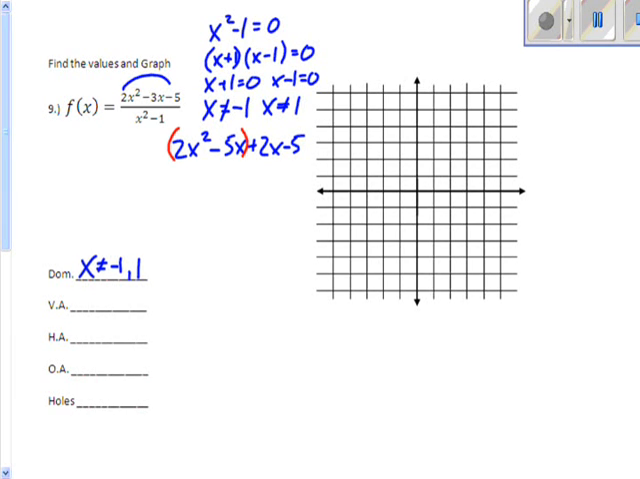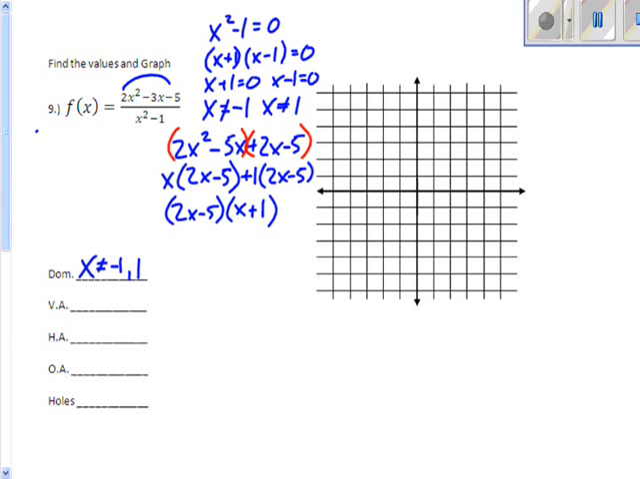So I group the first 2 together, I group the second 2 together. Out of the first 2, I can factor out an x, which is going to leave me with a 2x minus 5. Out of the second 2, I have to factor something out, so here I'm going to factor out a plus 1, which leaves me with a 2x minus 5. And now my two factors are the 2x minus 5 and the x plus 1. Okay, so that's what it looks like when I factor.